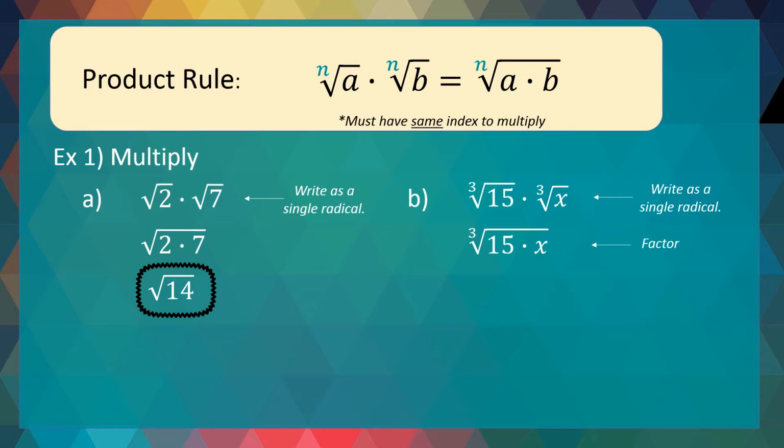But we want to factor to see what we're really dealing with. So 15 is made up of 3 times 5, and x cannot factor, so we leave it as 3 times 5 times x. We do this so all the factors are laid out before us to see if we can pull out any sets. Do we have any sets to pull out? No. So your final answer would be cube root of 15x.